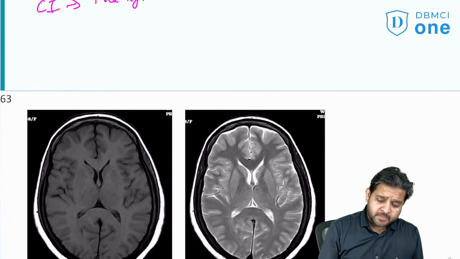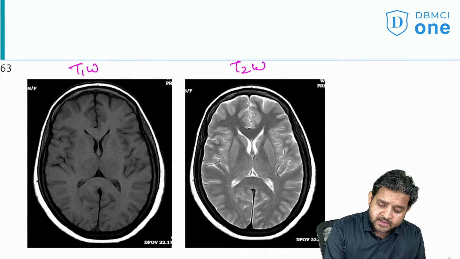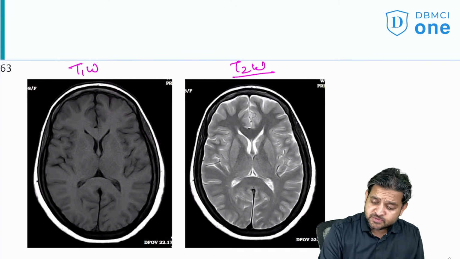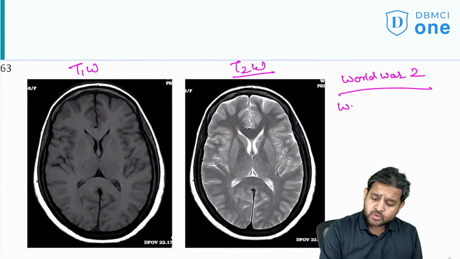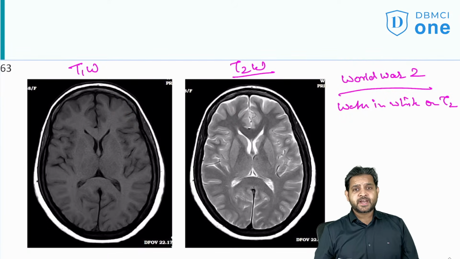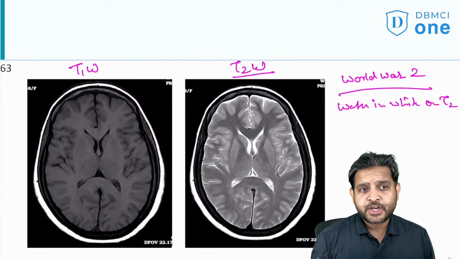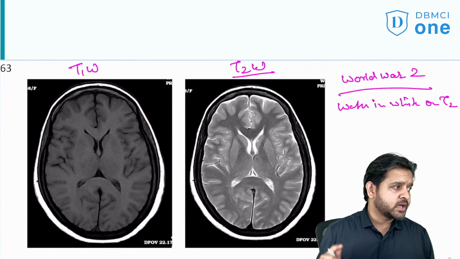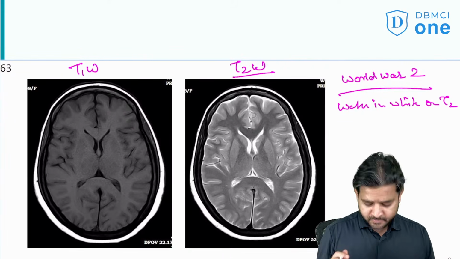Now, if you see an MRI, don't forget T1 weighted image and T2 weighted image, right? What is the easiest way to remember? World War II. What is World War II? Water is white on T2. No structure can be more white than water on a T2 weighted MRI. Water is virtually hyperintense to everything on a T2 weighted image, right?